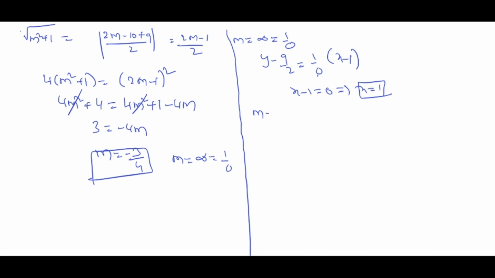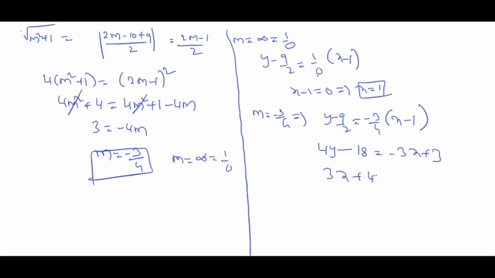And if m is equal to −3/4, substituting in this equation, y − 9/2 = −3/4 (x − 1). Cross multiplying, 4y − 18 = −3x + 3. Therefore 3x + 4y − 18 − 3 = 0, that is 3x + 4y − 21 = 0. This is the equation of the other common tangent.